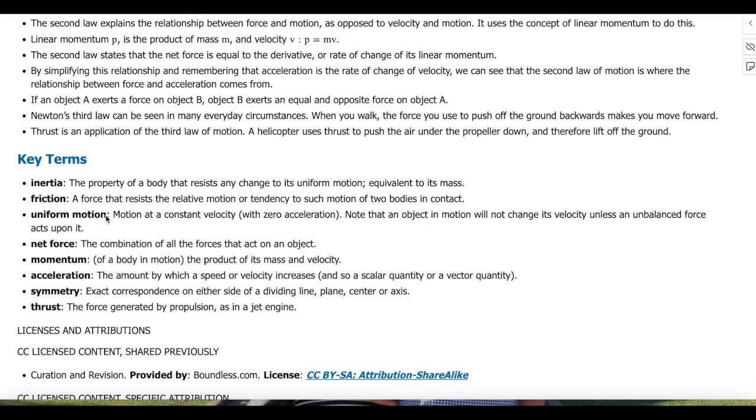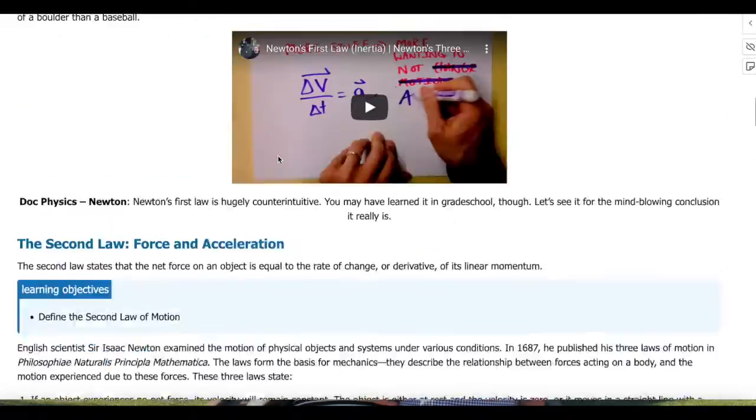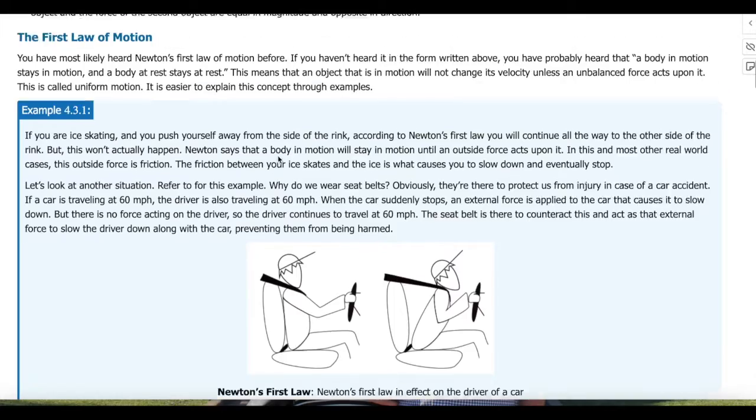What about uniform motion? Okay, we've heard of motion. It's moving around, right? What about uniform? Where else have we heard uniform? Okay, the military wears uniform. Now, all right, now let's scroll up to the top of the chapter.